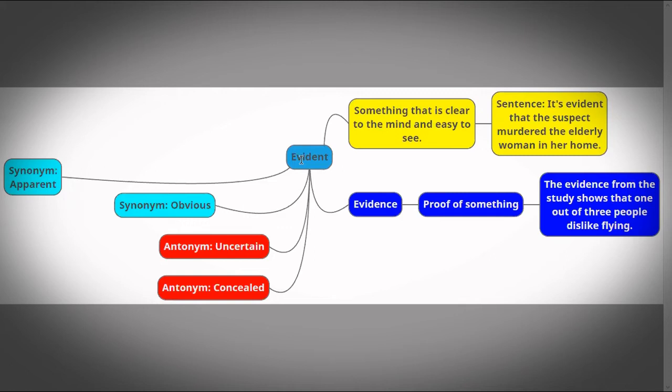Now, I could even expand this map. I could include more examples of the word evident. I could include more examples of the word evidence. I could add to the synonyms and the antonyms. Really, there's many ways that I could add more to this mind map. And really, there's no limit to how much information you include on your own vocabulary mind map. You just want to make sure that everything you include helps you to better understand that word.